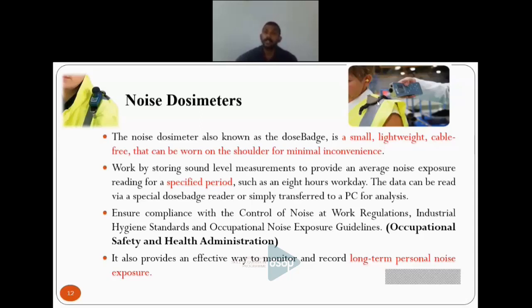Also, in another way, it can be connected directly to the PC. The data can be transferred and further processed, and we can study at what frequency it happened. And based on that, standard occupational noise exposure guidelines are given by different authorities.